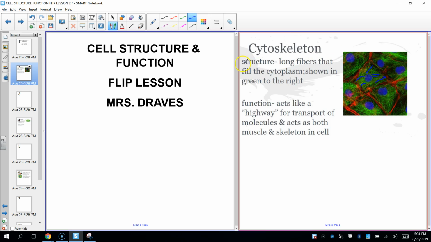So the structure of the cytoskeleton, okay, remember structure and function we need to know. The structure is that they're fibers, okay? And the function is that it acts like a highway. The reason why cells need a highway is so that the cells can transport molecules from point A to point B, or even from inside the cell to outside the cell. So the cytoskeleton fibers act as that transportation highway, okay?